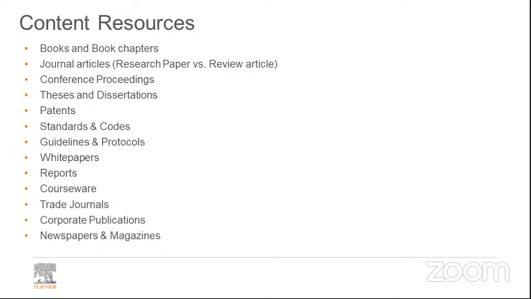So we have lots of types. We have books, book chapters, journal articles, conference proceedings, theses, patents, newspapers, reports. We have too many types. We'll now spend some time knowing the difference between all of these content types and when we should search for them. And then we'll see how to extract information from a paper when we search for it.